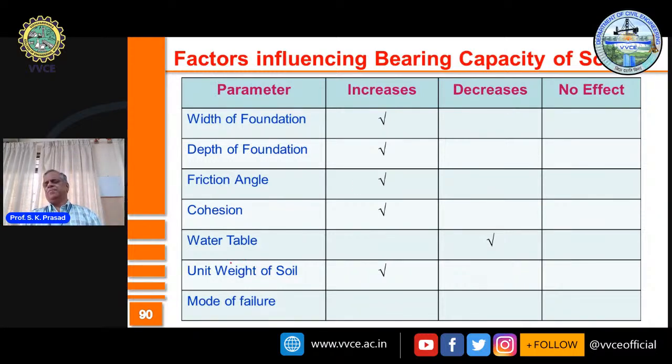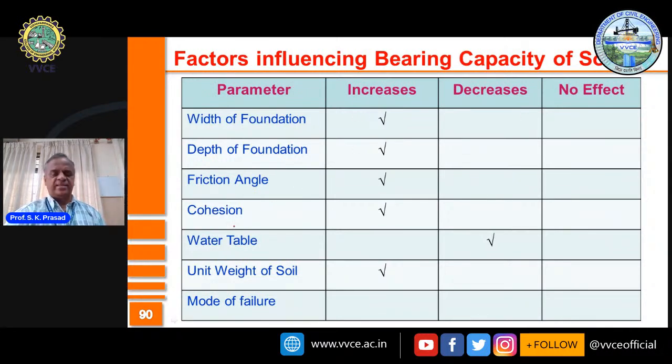Unit weight, density of soil. The more the density of soil, bearing capacity increases because bearing capacity is a function of gamma. Second term and the third term depend on gamma. Also, strictly speaking, when density increases, automatically phi also increases. That is an indirect, additional thing you have to consider. Mode of failure also has an effect. In general shear failure, the failure is catastrophic. But in local or punching shear failure, it is gradual. So normally, mode of failure also has a big effect.